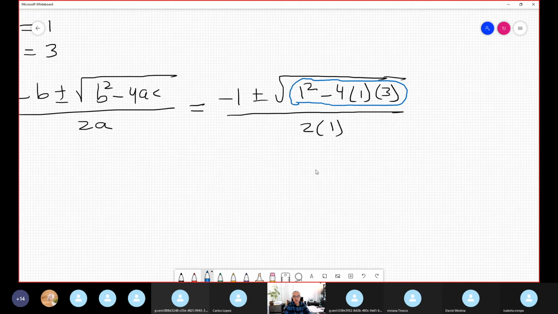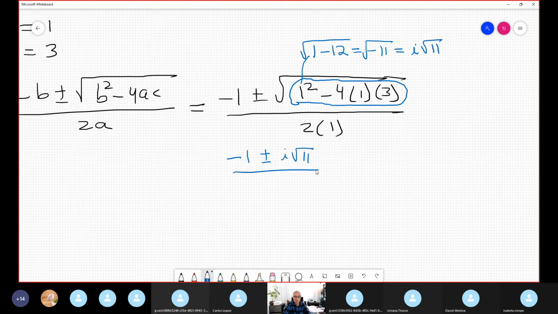And 1 squared is 1. Minus 12. 4 times 1 is 4, times 3 is 12. It's negative 11. And immediately I compute the square root of this. Well, 11 is a prime number. We get no more simplification, but it's negative. So it's i square root 11. So far, we have negative 1 plus or minus i radical 11 divided by 2.